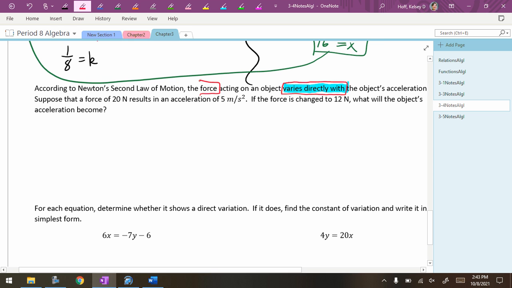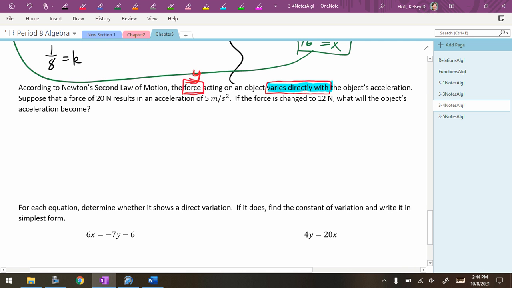The force. Very good. Our force is our y value. Thank you for not saying object. So many times I say, what's our y? And they're like, object, because it's right in front of that phrase. So thank you for reading. Our force is our y value, and our x value is acceleration.